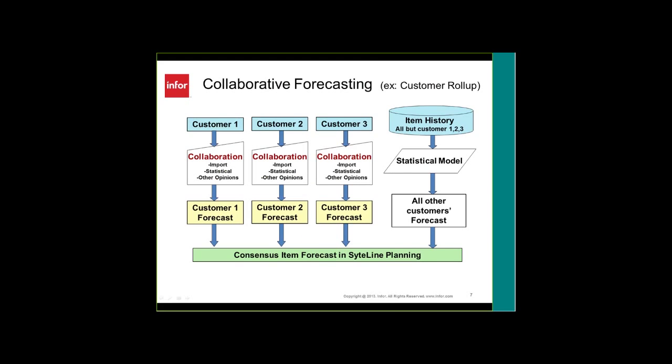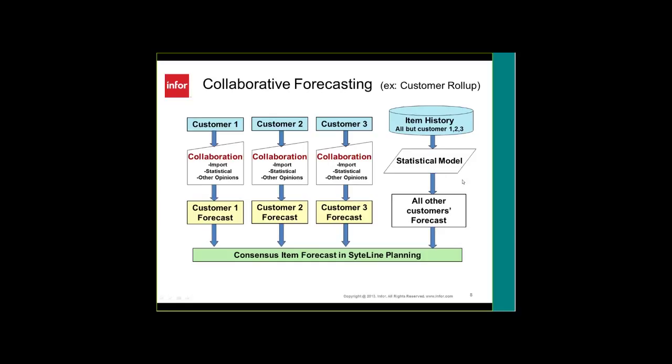The other approach I mentioned was collaborative or consensus type of forecasting. The example I have on this slide is where you would forecast by customer. Now this could be forecast by sales rep also, so fill in the blank what that level is. So what I'm showing here is, let's say I have an item and I have 3 customers, could be 1, could be 10, but 3 that make up the bulk of the demand for this item. But then I also have other customers that will buy it.